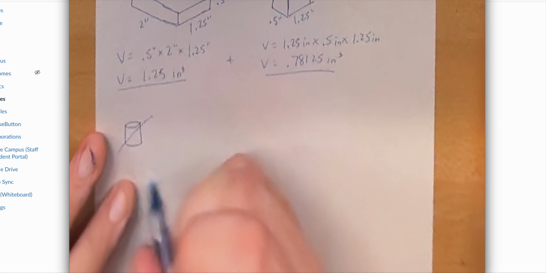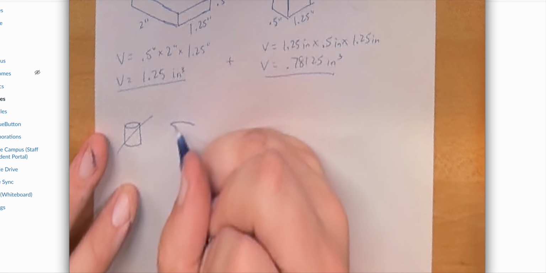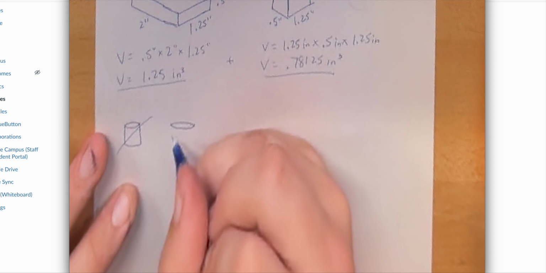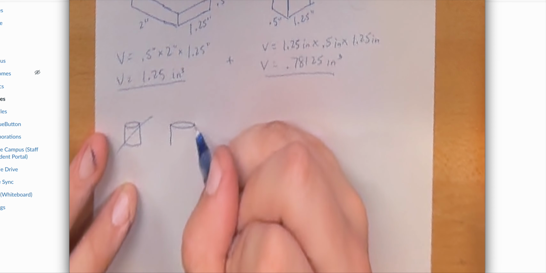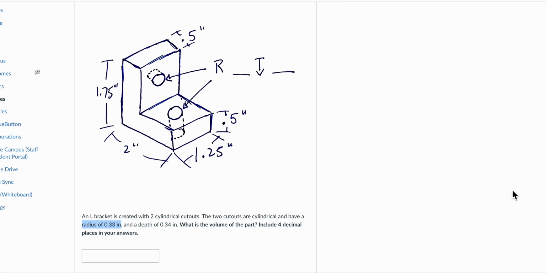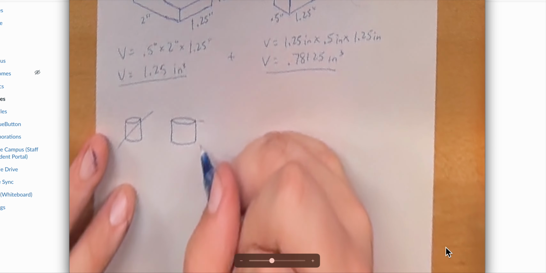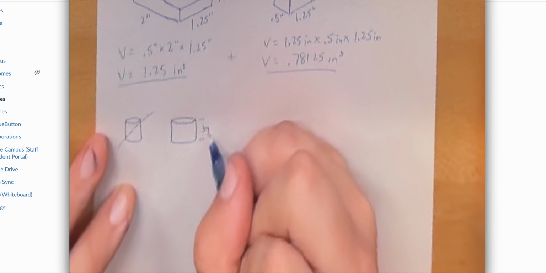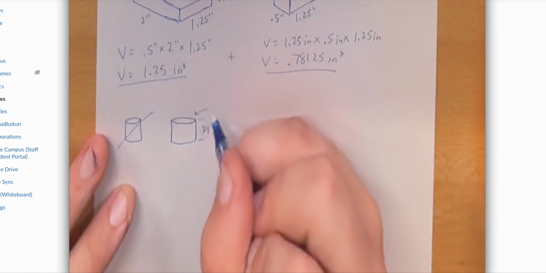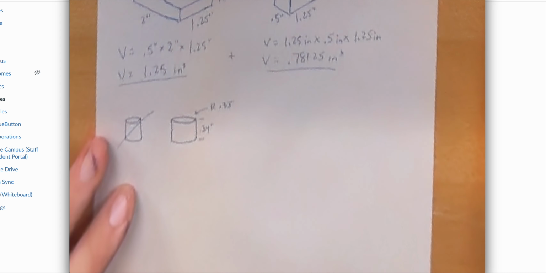And so just because I want to have this look a little bit more to scale, we can make this look a little bit better. So it's actually going to end up looking something along these lines, right? Where our radius is 0.33 and then our depth is 0.34. So I'll go right here to right here, 0.34 inches. Radius here, we can do that call out. Radius is 0.33 inches, okay?